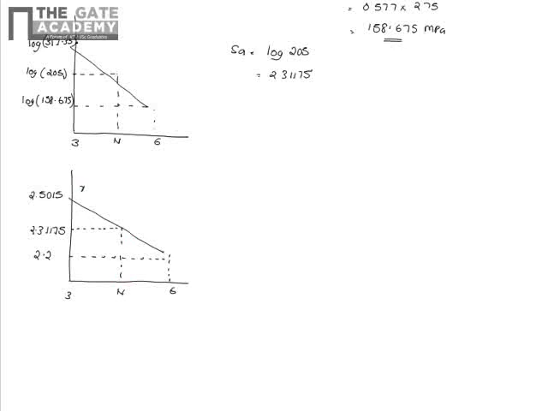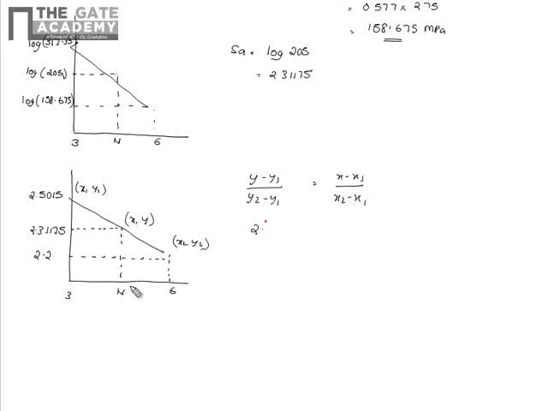So this will be x1 y1, x2 y2, x comma y, and we have the equation (y minus y1) by (y2 minus y1) is equal to (x minus x1) by (x2 minus x1). So here y is 2.31175, y1 is 2.5015, y2 is 2.2. Similarly, x1 is 3, x2 is 6, and x is what we have to find out.